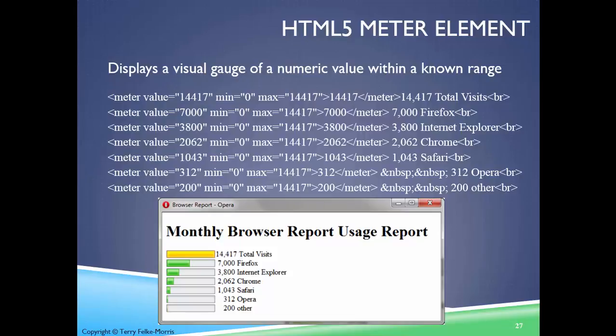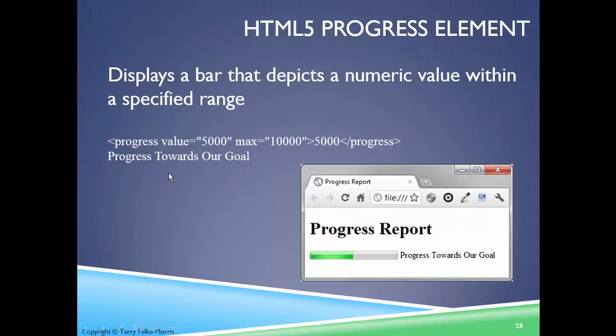All right. So notice what we have in here now. We put a value in there. We put a minimum and a maximum. And you notice the maximum for each of these is 14,417. That means that these bars are going to be the exact same size. Then we can compare these, and ideally, if we add up all the ones underneath the first one, they will equal the 14,417. People like graphics, let's face it.